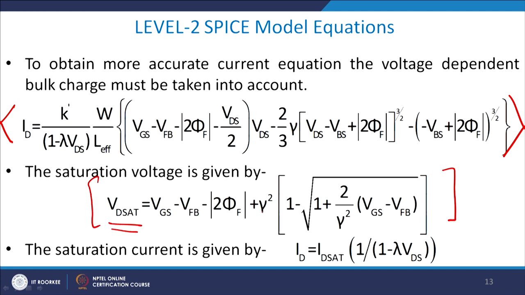So please understand here, this is basically your velocity saturated drain to source voltage. That's the reason I have written this as VD sat, and it depends upon the value of VGS minus VFB. VFB is defined as the flat band voltage, the difference between the metal and semiconductor. As you can see from all this discussion, as you increase the value of VGS, prima facie, your VD sat also starts to increase, which we have already seen in our previous discussion.